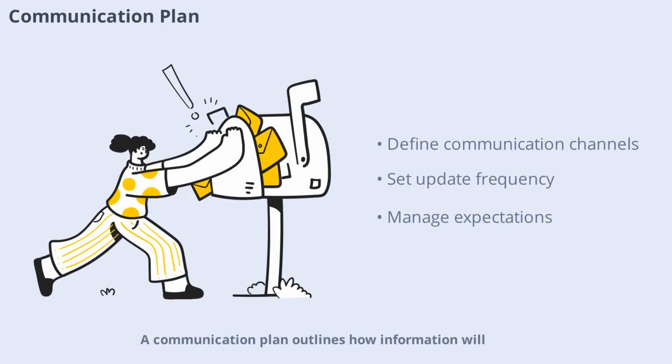Communication plan outlines how information will be shared among stakeholders throughout the project. Clear communication is vital for managing expectations and ensuring everyone stays informed about scope changes. Let's explore how to develop an effective communication plan as part of your project scoping process.